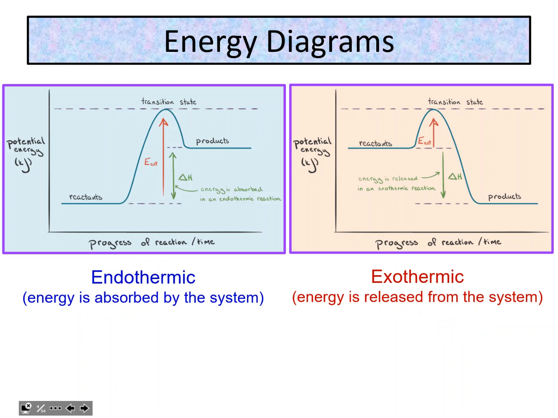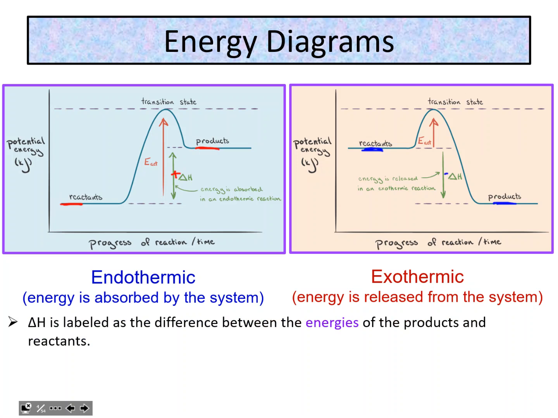Now reviewing the diagrams and going back over, we're going to add in one more little factor here, the activation energy, which is that red arrow. On the left, we have the endothermic, where energy is being absorbed into the system. As I said before, the reactant line is lower here, the product line is higher. So when you subtract, you get a positive delta H. On the right here, the reactant line is higher, the product line lower, so that means when you do the subtraction, your delta H comes out to be negative. Now, delta H is labeled as the difference in energies.